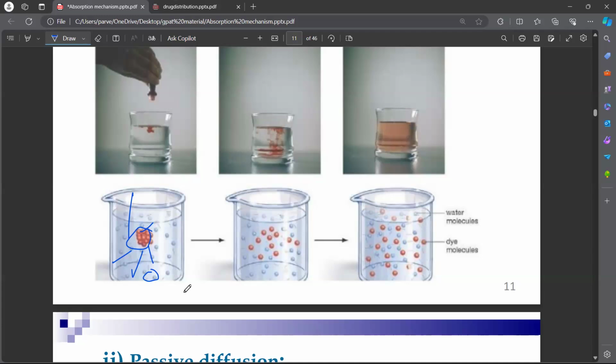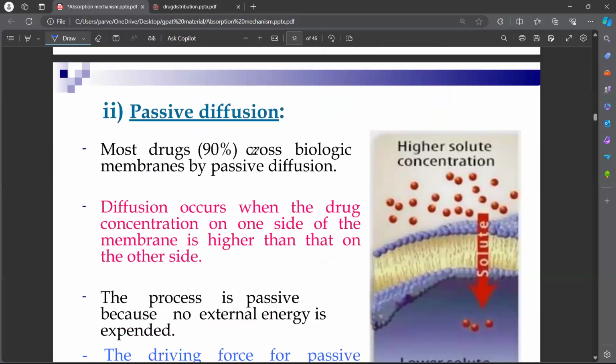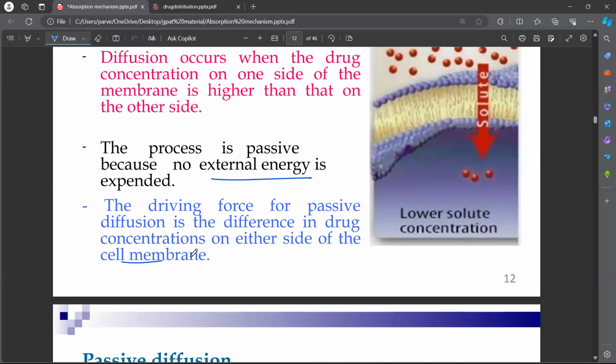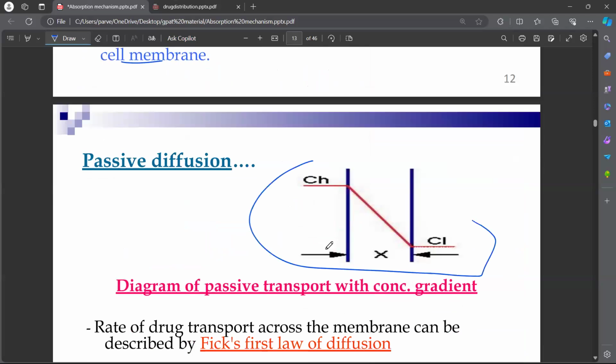These are small concepts which have to be clear, guys. As I mentioned, about 90% of the drugs administered to our body are absorbed by passive diffusion. Diffusion occurs when the drug concentration on one side is higher than on the other side. The process is passive, and no external energy is expended. The driving force is the concentration gradient present on both sides. This is the schematic diagram of how it occurs.